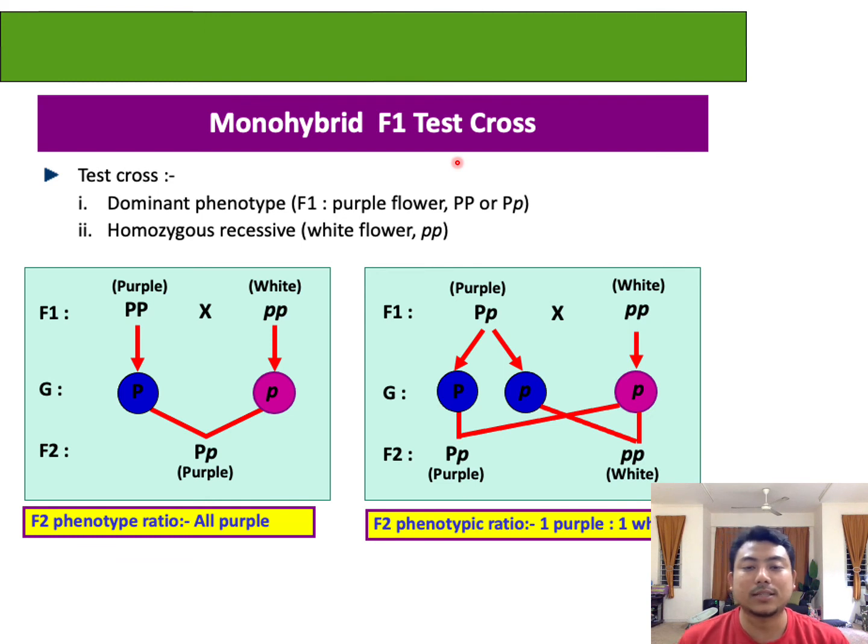Okay, what is test cross? What do we want to test? Okay, so here is the mini problem or simple problem. If it is a recessive trait, for example, with a white flower, if I see the plant with white flower, straight away I know the plant is having a homozygous recessive.